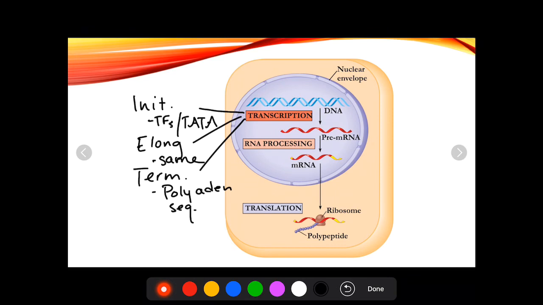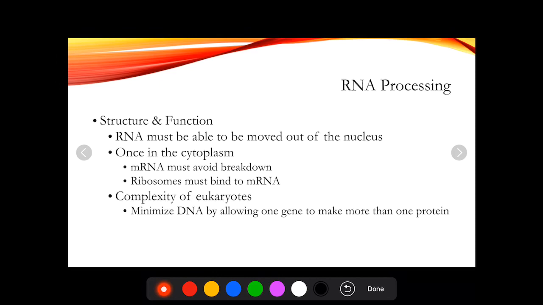It's a consequence of evolution. You don't need to necessarily think of like, well, why would it be that way? It just kind of is. The RNA processing, though, that's completely new. That's something that is not seen in prokaryotes. So let's go ahead and look at what happens.